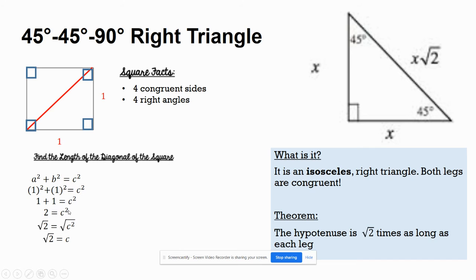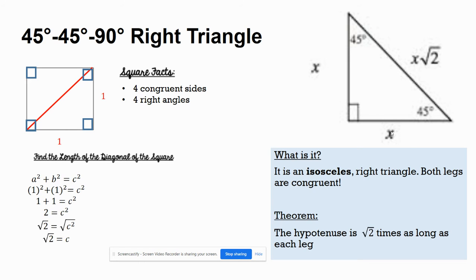And remember from last Thursday, we did a bunch of these Pythagorean theorem problems. We want to get c by itself. So I'm going to take the square root of both sides. And so c is equal to the square root of 2. So my side lengths, I have 1, 1, and then the square root of 2. So this is a pattern that you're going to find with this special right triangle.